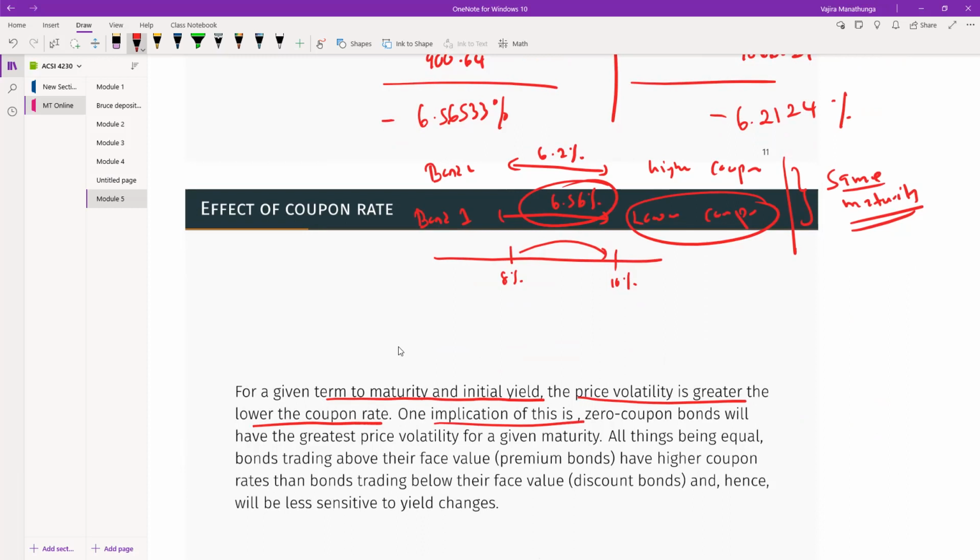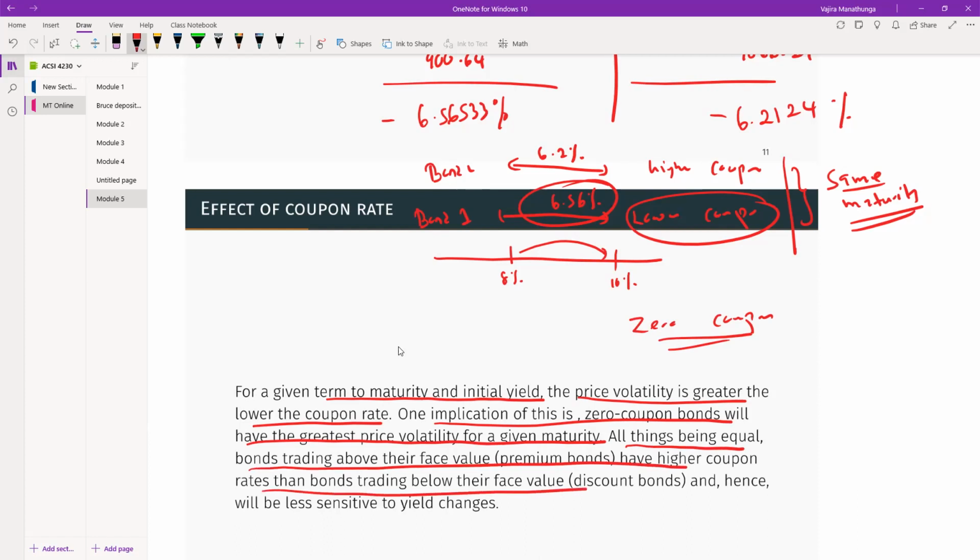One implication of this is zero coupon bond will have the greatest price volatility for given maturity. So that means the bond with no coupon at all would have the highest price change. Okay, so if you do the same thing for a zero coupon bond, you will find the price change is very high. All things equal, bonds trading above their face value have higher coupon rates than the bonds trading below their face value, and hence will be less sensitive.